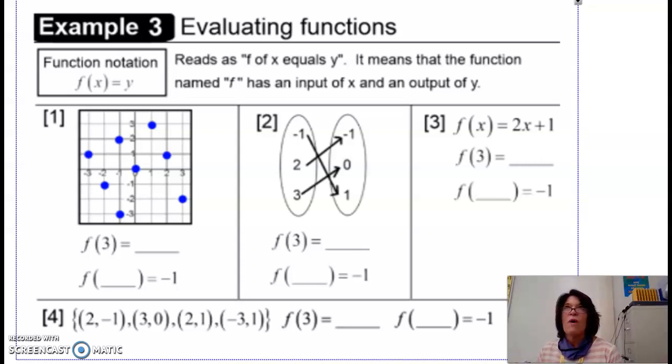Okay, hopefully you have watched Relations and Functions, and this is Relations and Functions Part 2. It's just the last example that we didn't get to on the previous video.